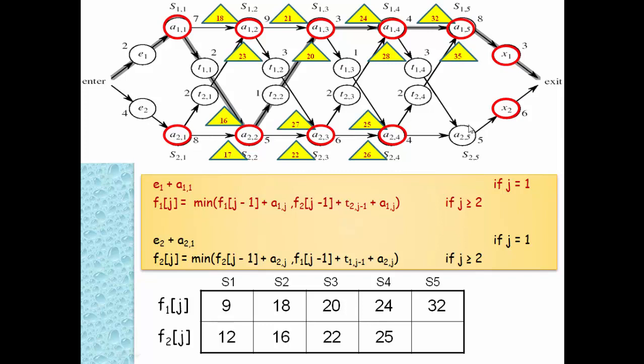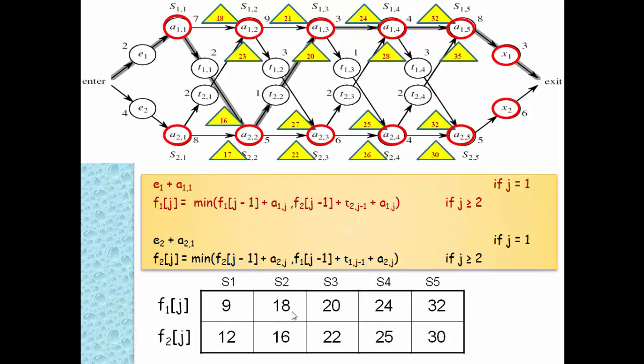Then the last station of line number 2, here again 2 paths, one from line number 1, and the previous station required 24. 24 plus 3 is equal to 27. 27 plus 5 is equal to 32. So this requires 32 units of time. And for line number 2, the previous value was 25. 25 plus 5 is equal to 30. So among these two, 30 is the minimum, so we have to fill 30.